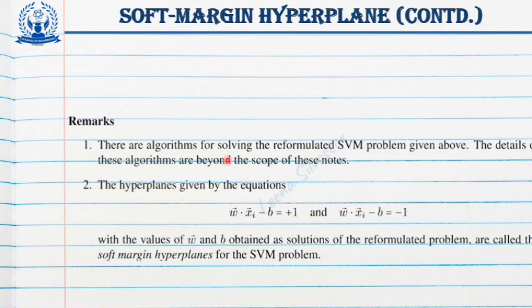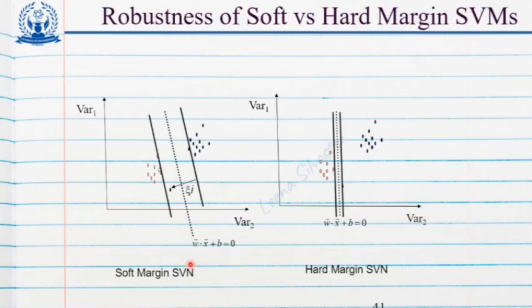So some remarks. There are algorithms for solving the reformulated SVM problem given above. The details of this algorithm are not discussed here, and the hyperplane equations are given by these two equations, with the values w and b obtained as the solution of the reformulated problem called the soft margin hyperplane for the SVM problem. So this one is the soft margin, where we are having eta i.